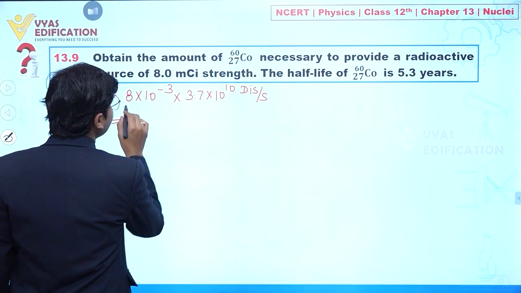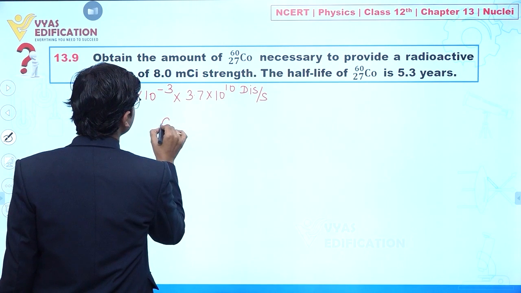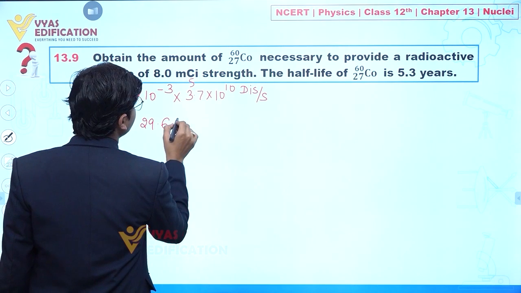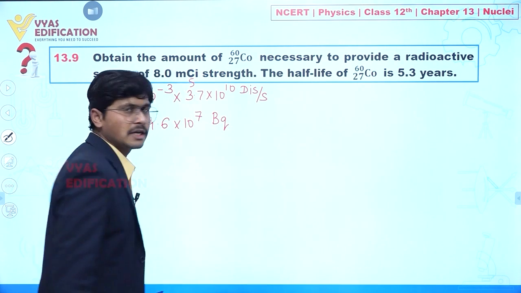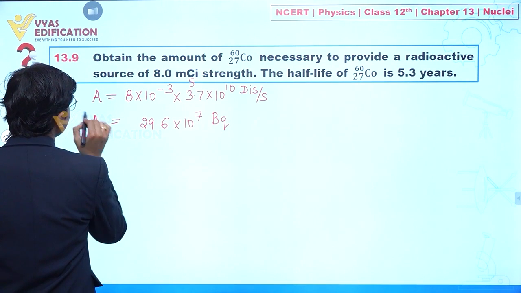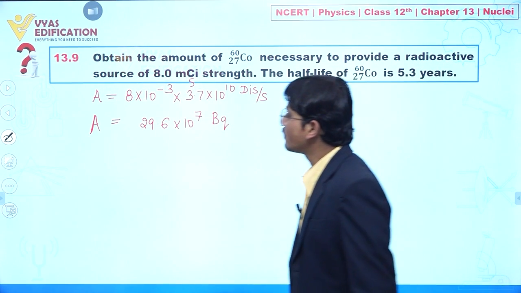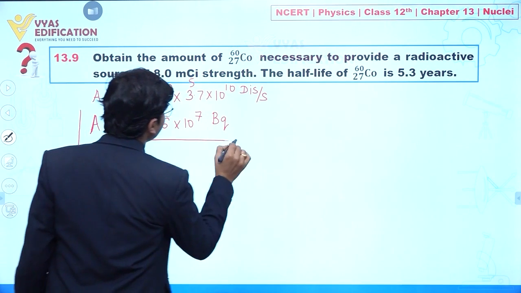Clear? So now if you multiply, you can say 8 multiply 3.7. So we can say that is 6, we have 5, so that is 29.6 into 10 to the power 7 and this is becquerel. Clear? So now we can say this is activity A. Clear? Activity A equal to 29.6 into 10 to the power 7 becquerel. Clear everyone? So now this is the value of A we have.